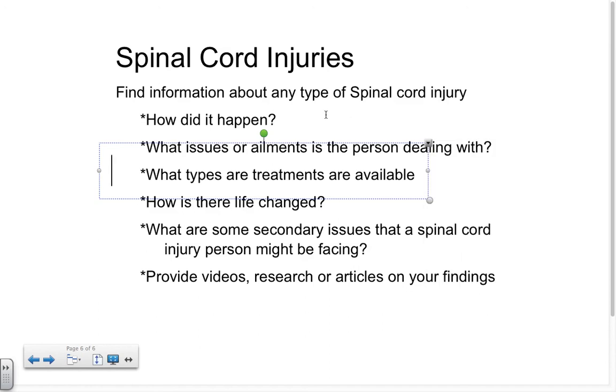So what I'd like you to do within this assignment for this evening is find information about the spinal cord and spinal cord injuries. So number one, find a type of injury, there are a lot of different injuries out there. Find something about how it happened, what issues or ailments the person might be dealing with, very similar to when we looked at the previous assignment about concussions, but now we're dealing with spinal cords. Are there any treatments available for these spinal cord injuries, whether at the exact time of injury, or a day, a month, a year, and so on after the injury?